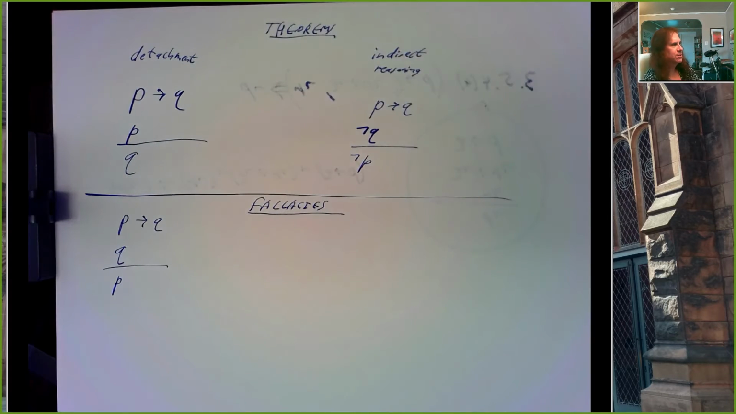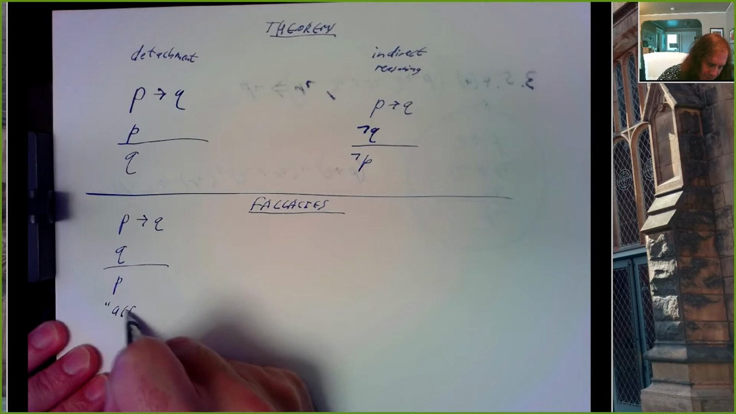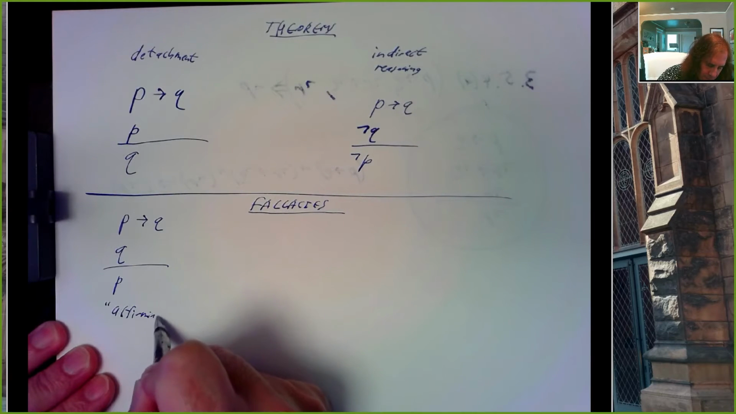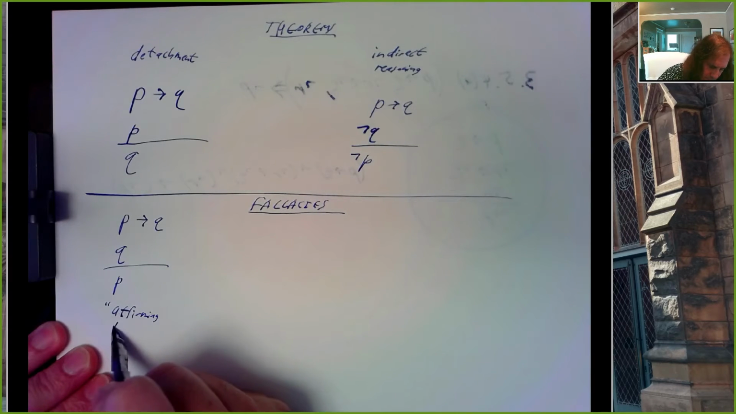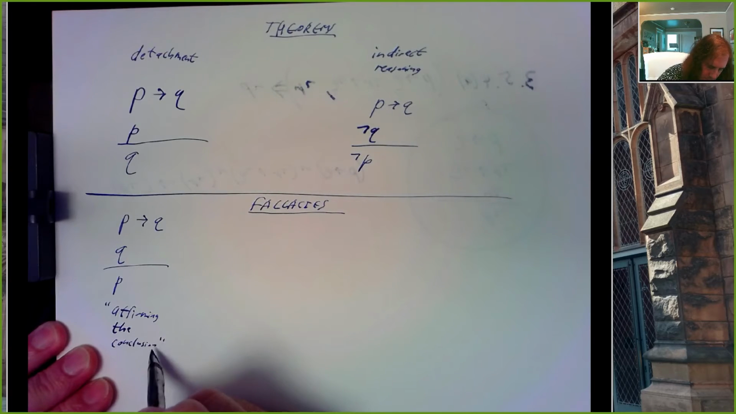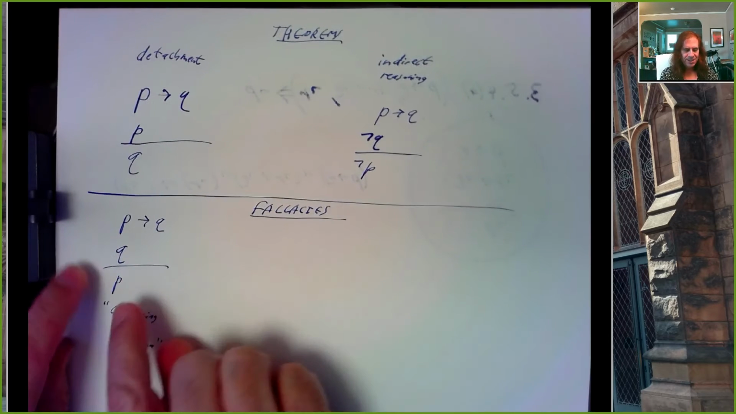Alright, so those first two things are theorems. This is a fallacy. If P then Q, Q therefore P. This is called the fallacy of affirming the conclusion. And it's not logically correct. This could be true, this could be true, and this could be false.